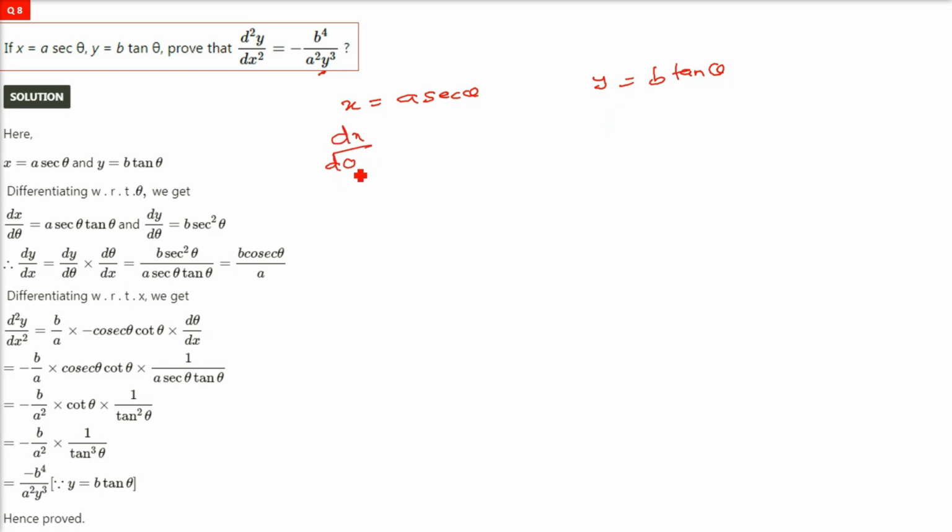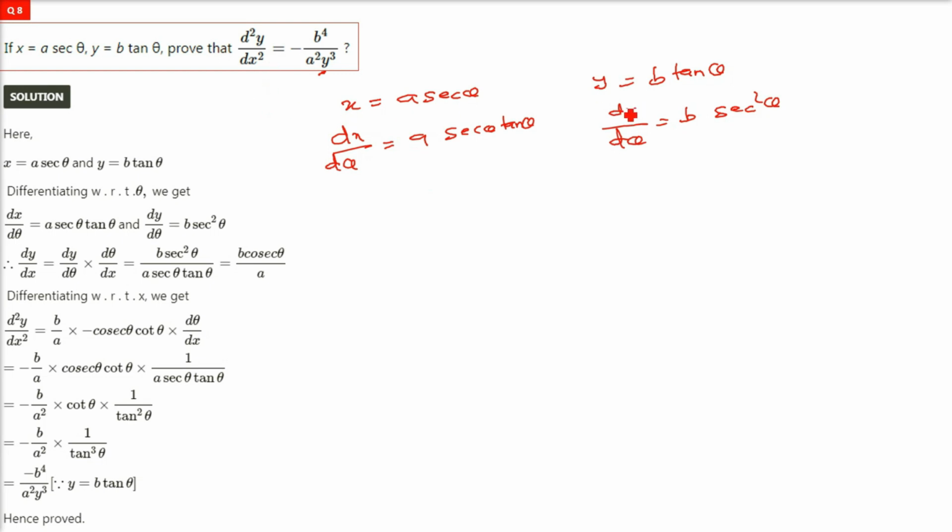So we'll do dx by d theta, that is, we'll differentiate with respect to theta. A sec theta gives sec theta tan theta. This is dx by d theta. Dy by d theta will be what? B tan theta gives sec square theta. So in order to get d2y by dx2, you need to get dy by dx.